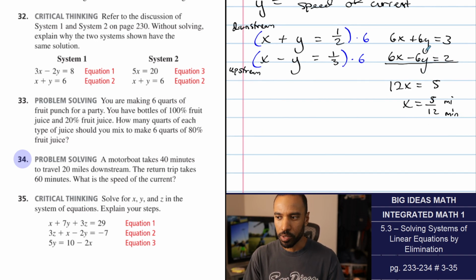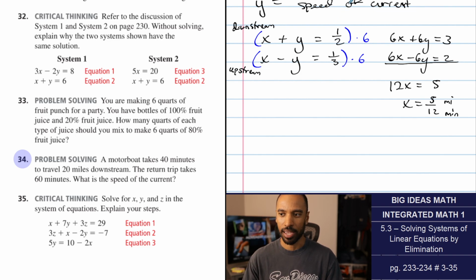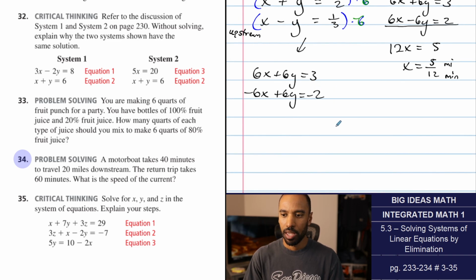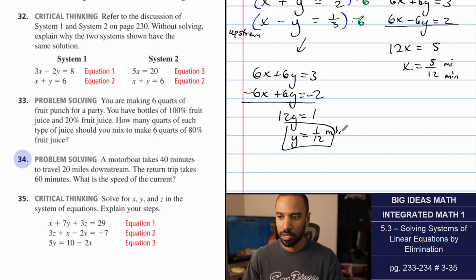To solve for y, you would now do a substitution somewhere. You know, maybe I should have just solved for y first. We've done that before. So instead of using substitution, I'm going to multiply the top equation by 6 and the bottom equation by -6. And we'll get 6x plus 6y equals 3 and -6x plus 6y equals -2. Now x is eliminated, you get 12y equals 1 and y equals 1/12. So that is 1 mile per 12 minutes.